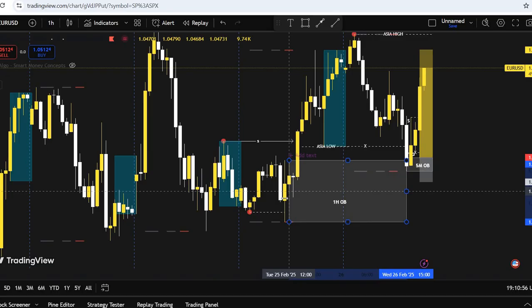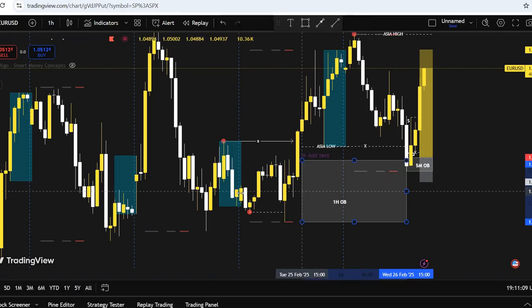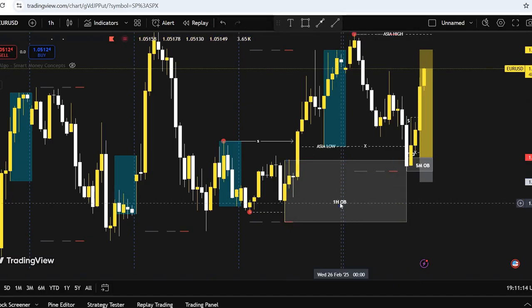order block. I did label this because this is the indecision candle that we had. You can see the big wicks up and down. Some could have used this one. I decided to cover all this consolidation right here. And this was my 1 hour order block right here.